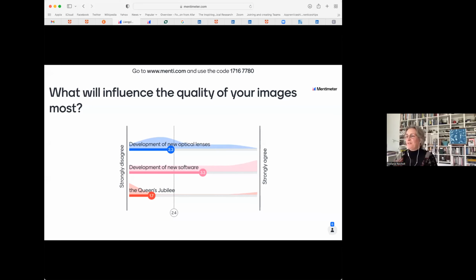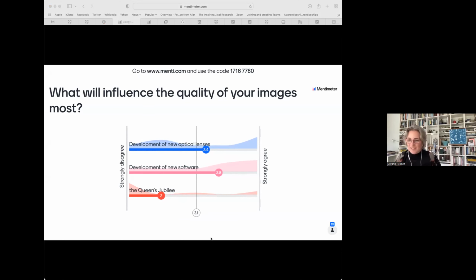So I have a very biased first question, so there will be no points for that one. I'm asking what influences the quality of your images most. I expect a few people to say the Queen's Jubilee, but maybe not so many, because that's happening very soon, and there's a lot happening around it. So this is a bit of a cheeky question, obviously.